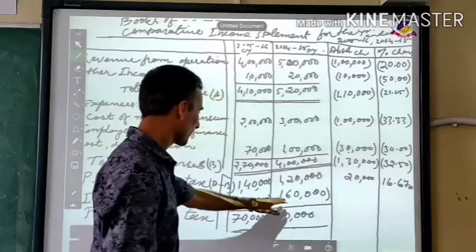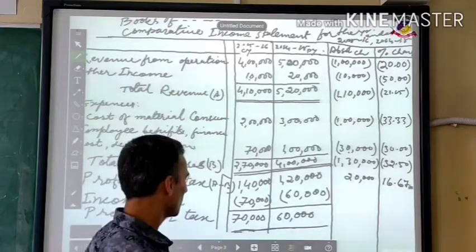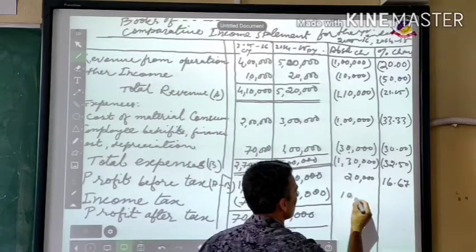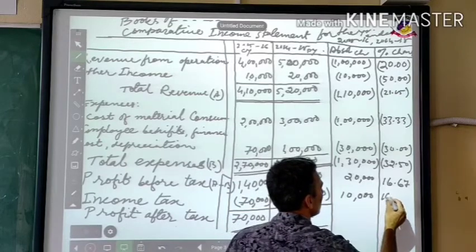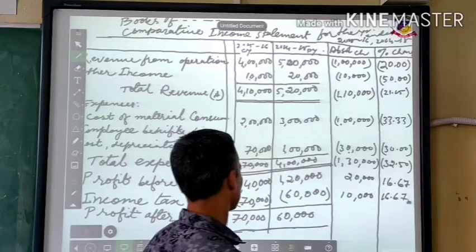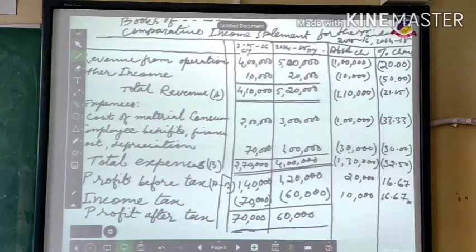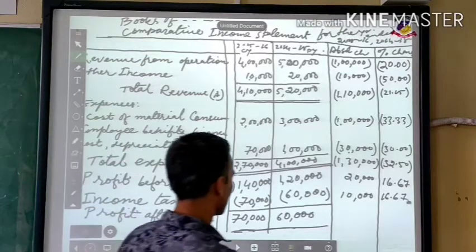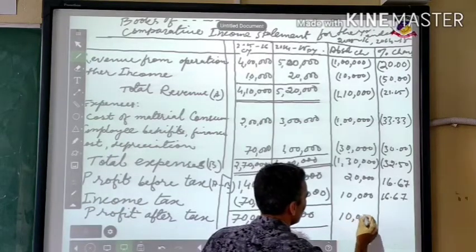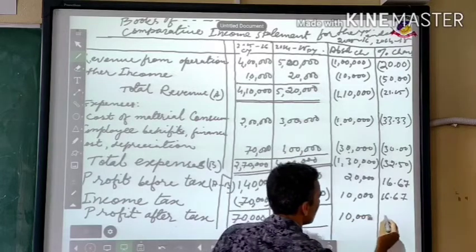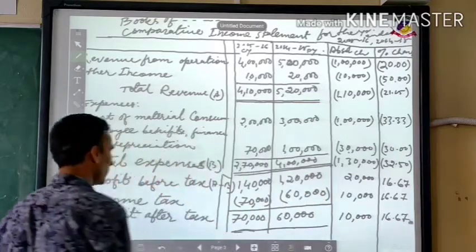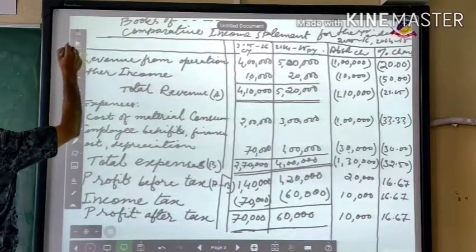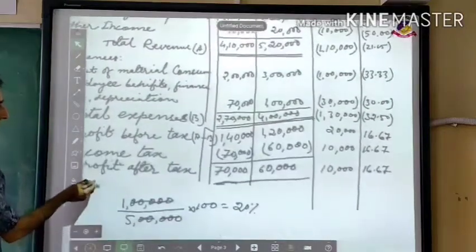Here, what is the change? Increase by 10,000. Again, 10,000 divided by 60,000 into 100. Similarly, this one 70,000 and 60,000. What is the change? Again, positive change of 10,000. When you find the percentage, 16.67.